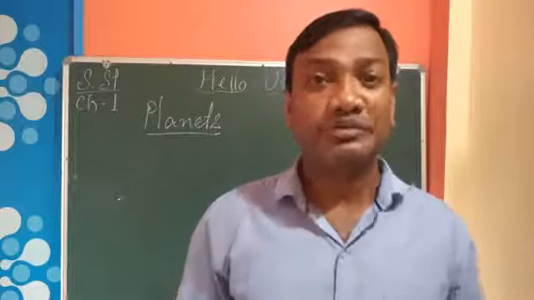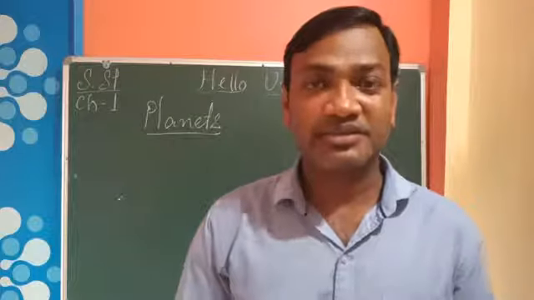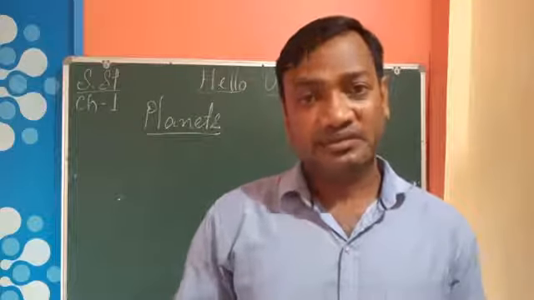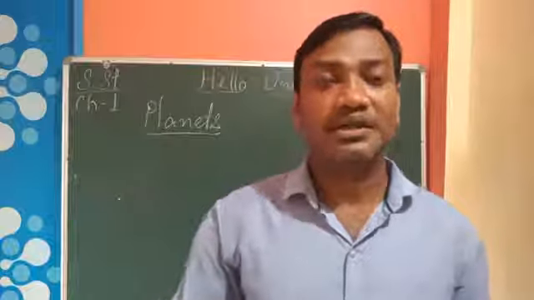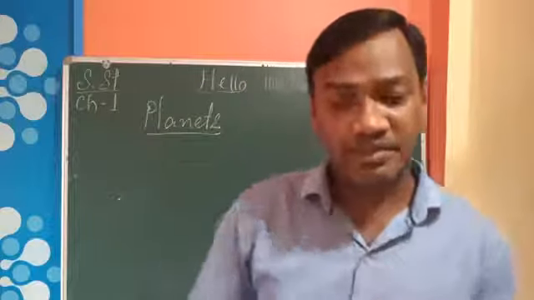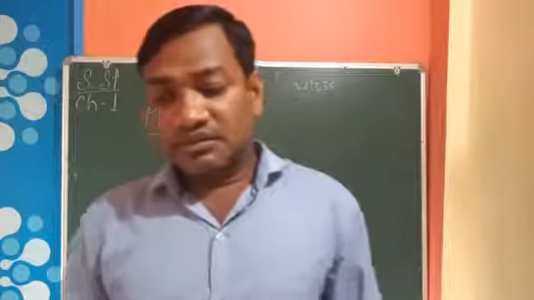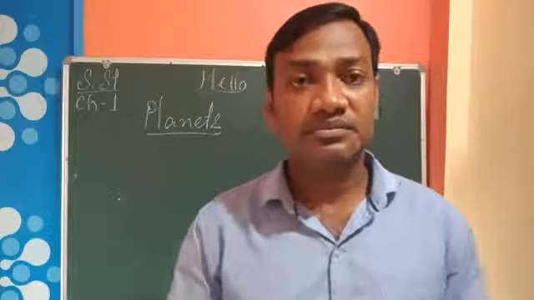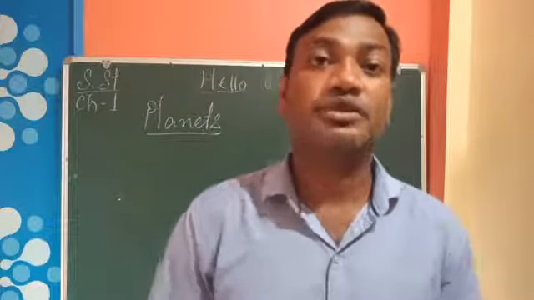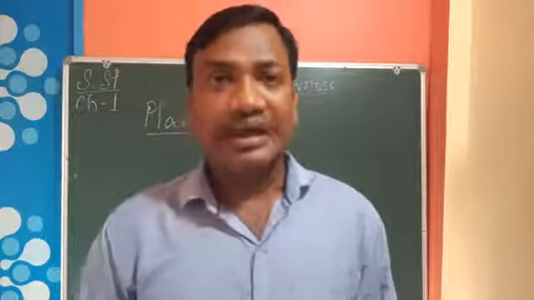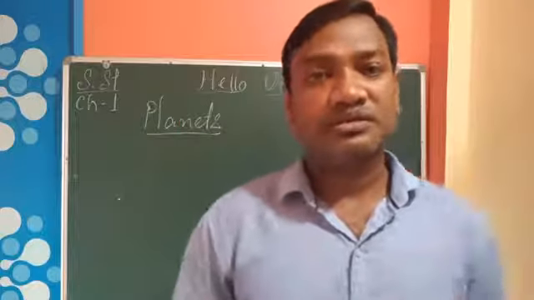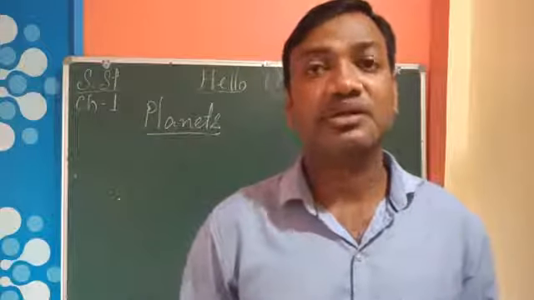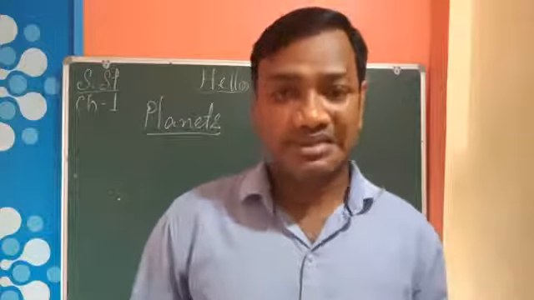As I told you, there are 8 planets in the solar system, and the sun is also there. These 8 planets are part of our solar system, and all the planets move around the sun. That we discussed in our last class.